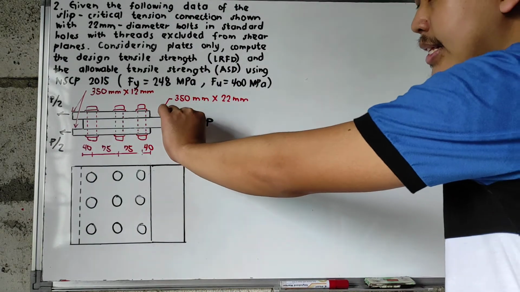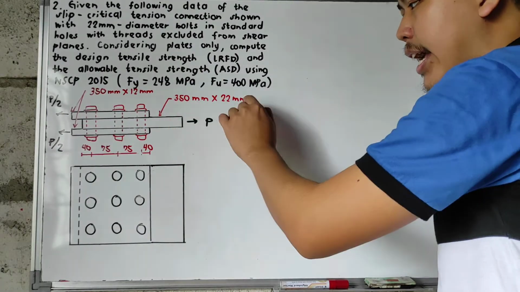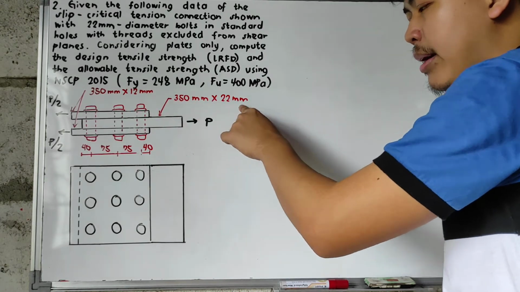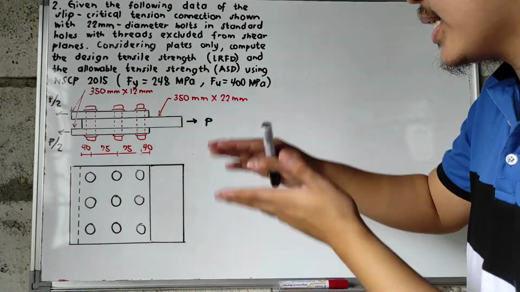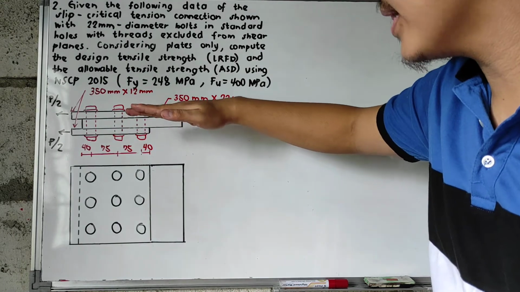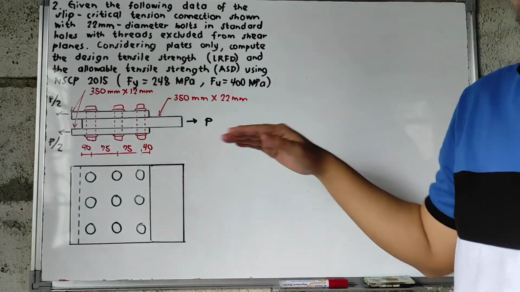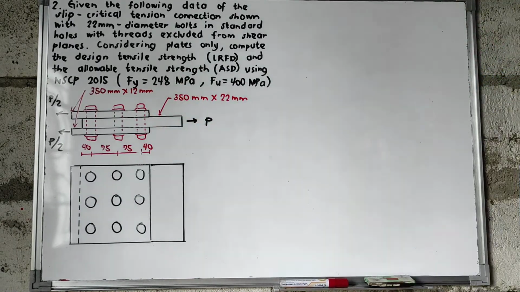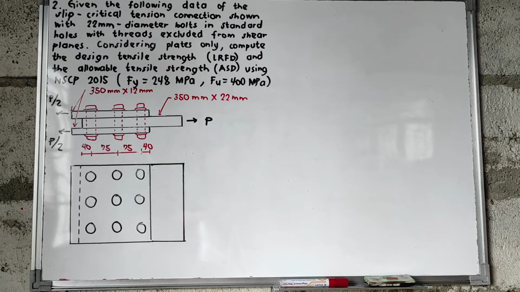So, yung plate natin sa gitna, or yung middle plate natin, that has a thickness of 22 mm. Samantalang yung mga side plate natin, yung mga plate natin sa taas at saka sa baba, that has a thickness of 12 mm. So, yung 22 mm, nakasandwich siya sa pagitan ng dalawang 12 mm na plate.